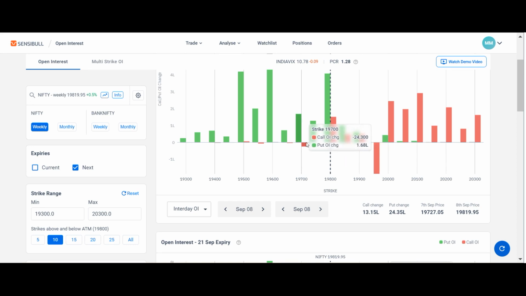Okay, now some part, you would see some part here also is covered, but that is not required for us, because that is already below our current market price, right?